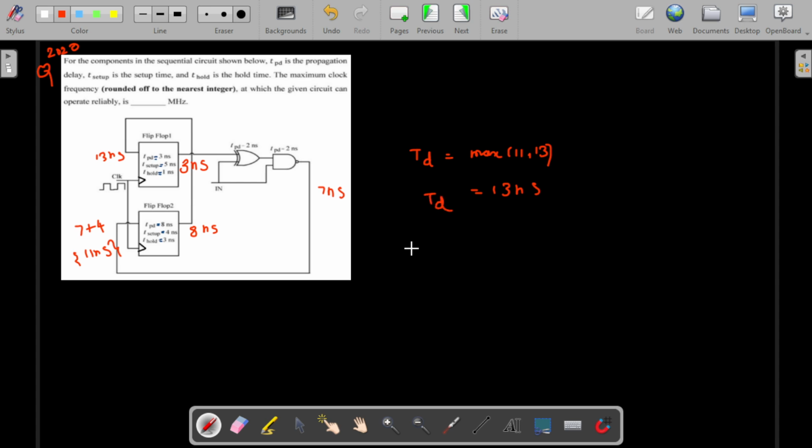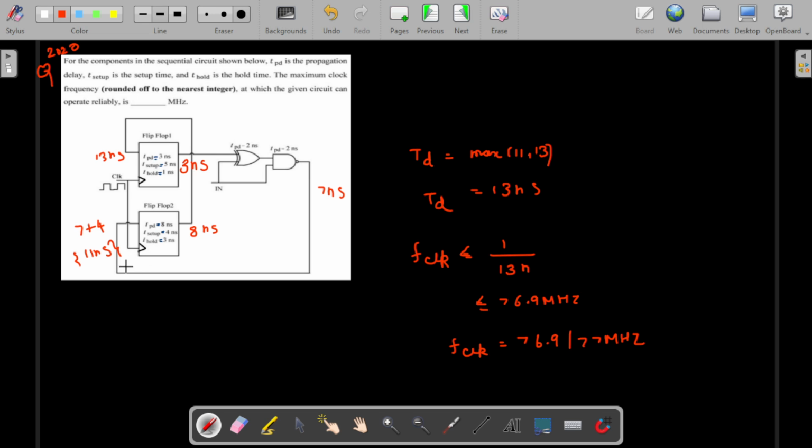From there they are asking us to find the clock frequency. We always need to find the clock frequency from the total delay, which needs to be less than or equal to 1 divided by 13 nanoseconds, which is less than or equal to 76.9 megahertz. So the answer, the maximum clock frequency, is approximately 77 or 76.9 megahertz. We can take it like this or even 77. Anything is fine. So this is the answer.